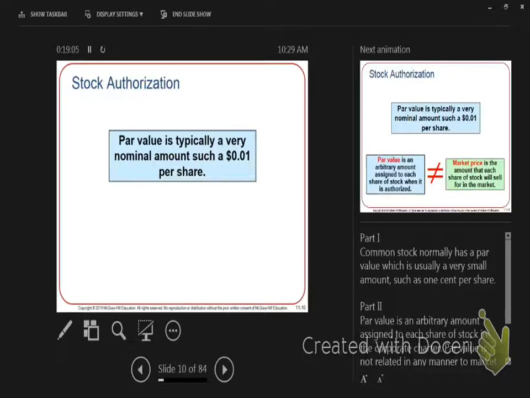So what is par value? Par value is a nominal, made up, arbitrary number. It is literally made up. It does not equal market. They are not the same thing. It does not equal the market price. It does not equal the stock price. It is a made-up number. Sometimes it's a penny, sometimes it's $1, sometimes it's $10. It is a very small number.